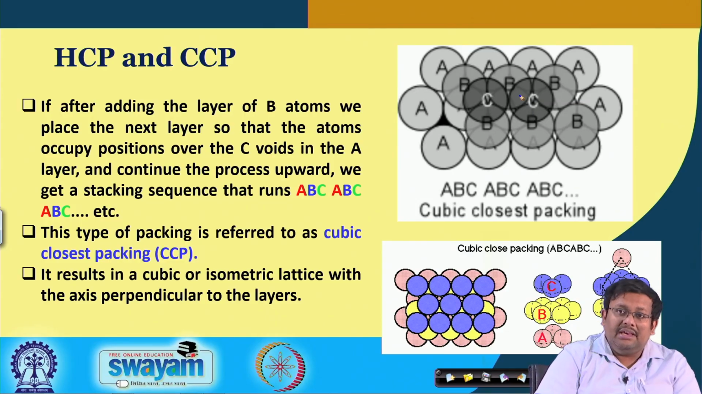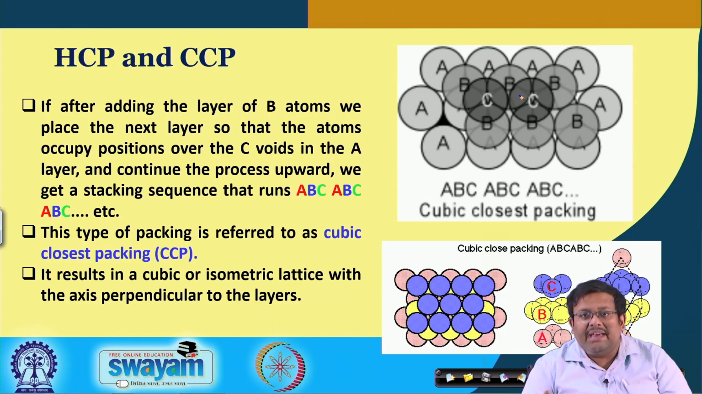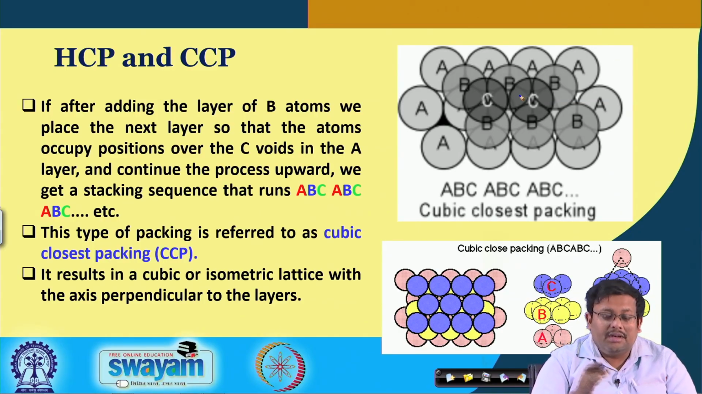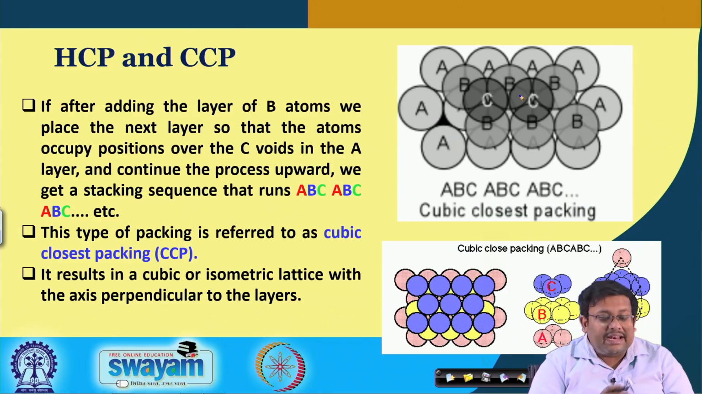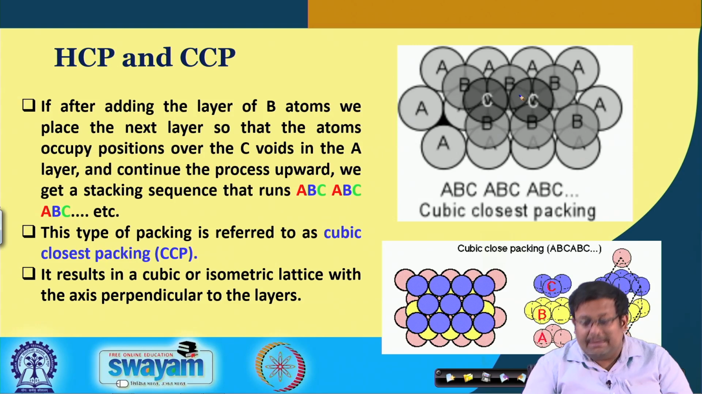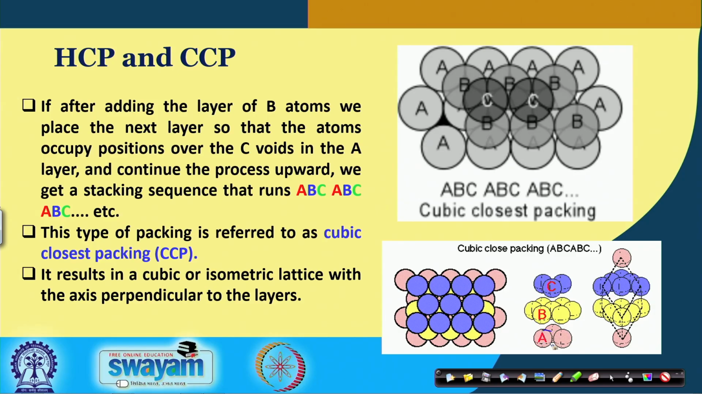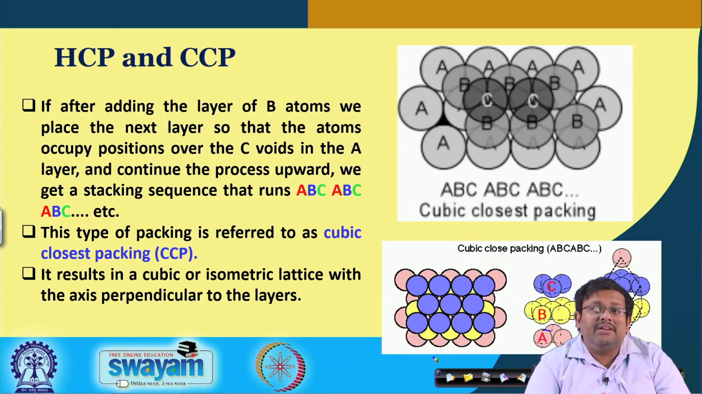So, in case of HCP, we got a stacking sequence of AB, AB or ABA, whereas in case of CCP or cubic closest packing, we are getting a stacking pattern of ABC, ABC. Just like here you can see, this is a layer of atom, then B layer and then C layer, and then from the top we will see the stacked layers just like this. So, this is called the cubic closest packing or CCP. So, this is another way of representing the 12-fold coordination.